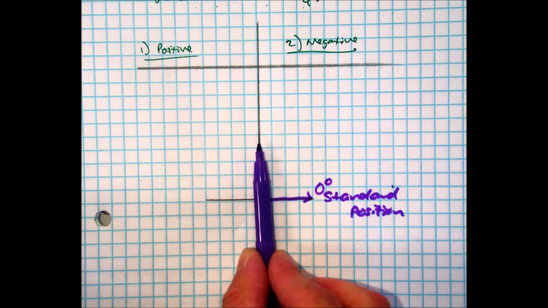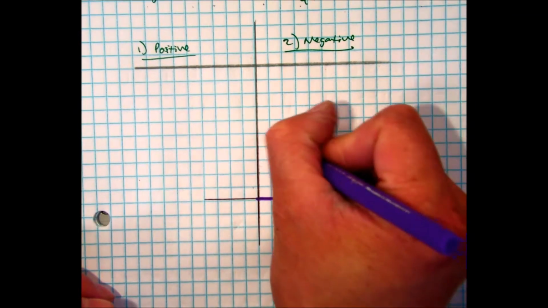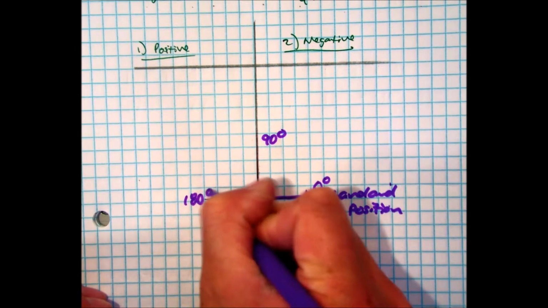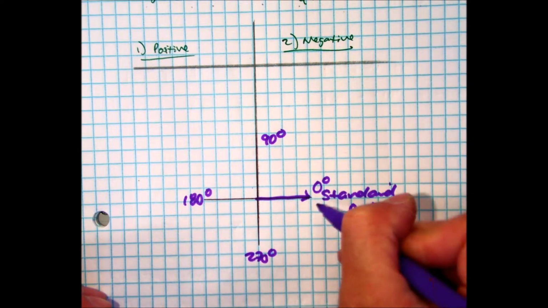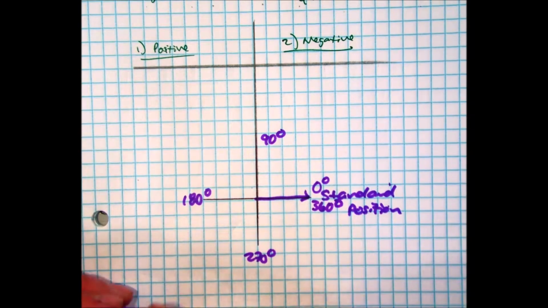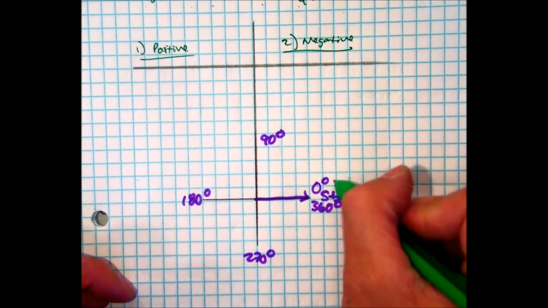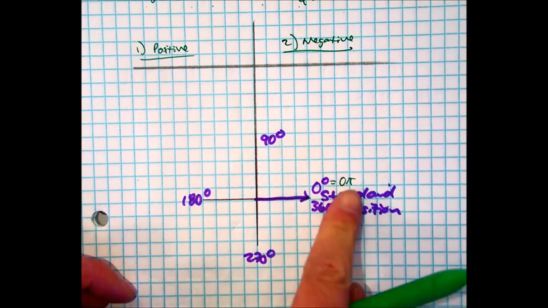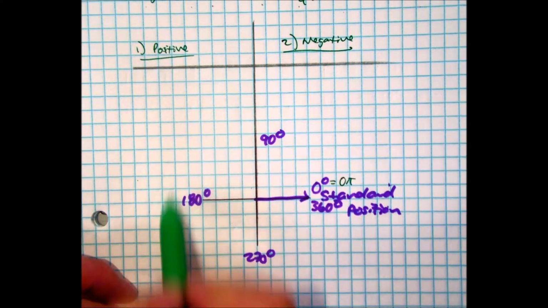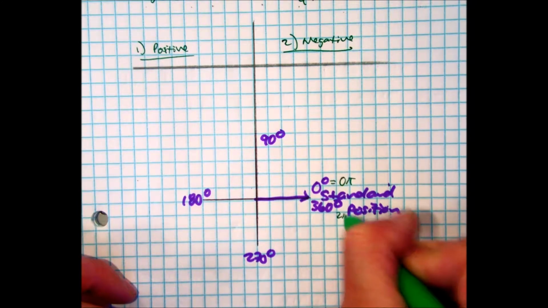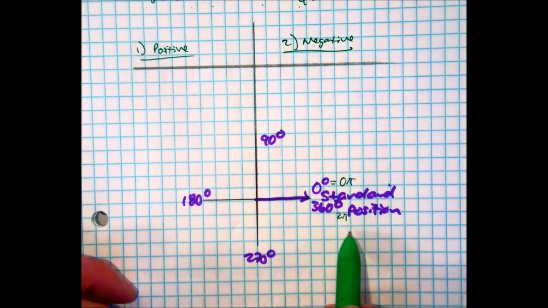So if this is 0 degrees, then up here is how many degrees? 90. It's a right angle, so 90. How about the next one? 180, 270, and 360 degrees. But we're starting to work with radians. You can call this 0 pi. If I go all the way around, how much is that? In radians, 2 pi. 360 degrees is equal to 2 pi.